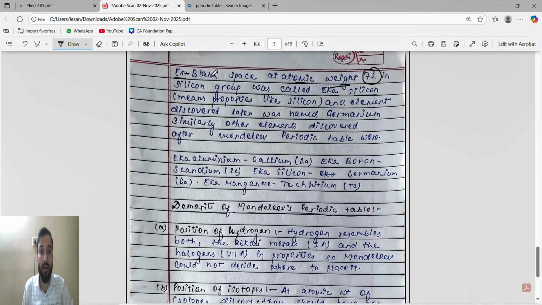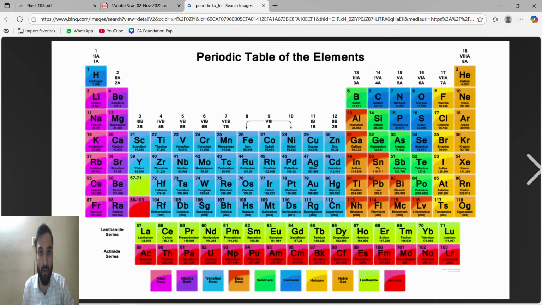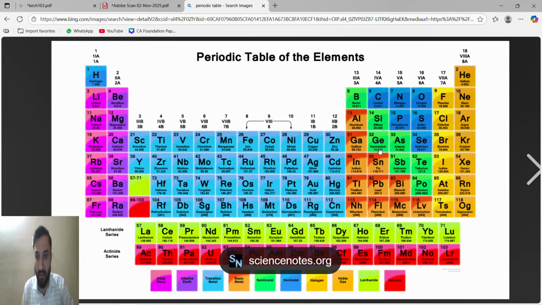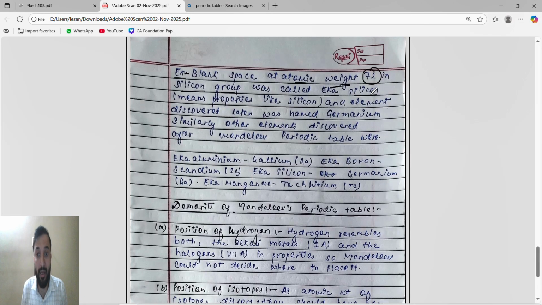So what he did, he left a blank space at atomic weight 72 in the silicon group. This is the silicon group. In the silicon group, at atomic weight 72, he left the blank space. So it was called eka silicon.